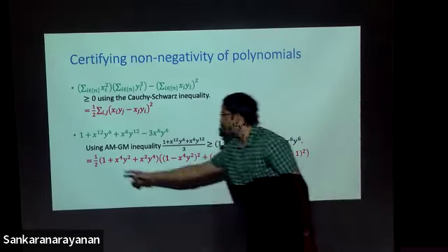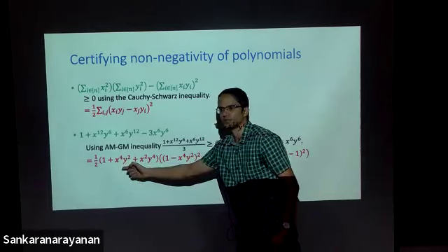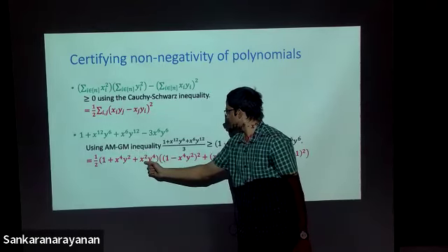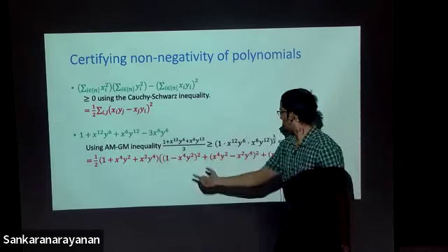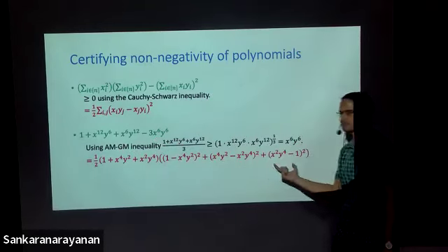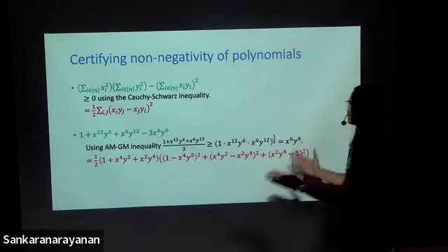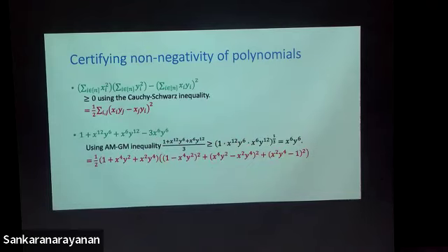Why? Because 1 is non-negative. This is x to the 4 y squared, which is a square. This is x squared y to the 4, which is also a square. And each of these terms are also squares. So even if you open this up, it's still a sum of squares. So again, there's another sum of squares proof that this polynomial is indeed non-negative.